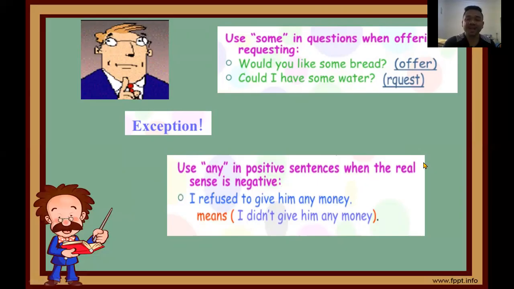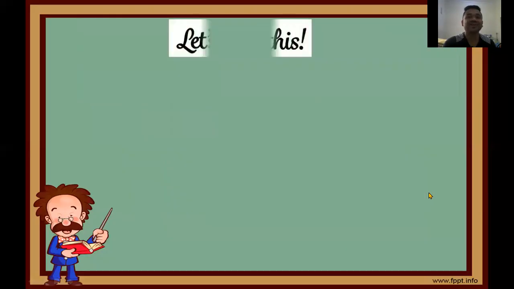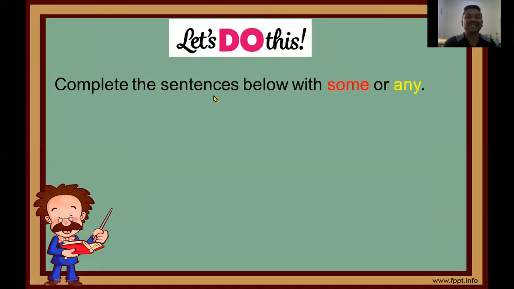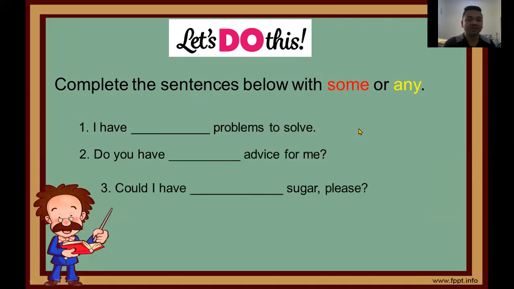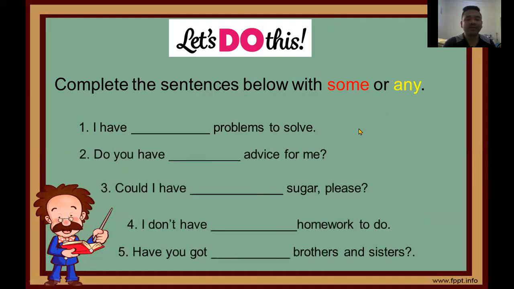Okay, so do you have any questions? If you don't have any questions, it's time for us to answer the following activities. Now complete the sentences below with some or any. I have here question one, two, three, four, and of course five. So choose some or any.